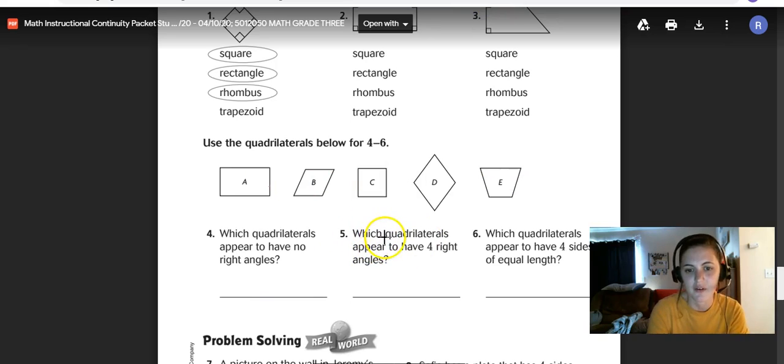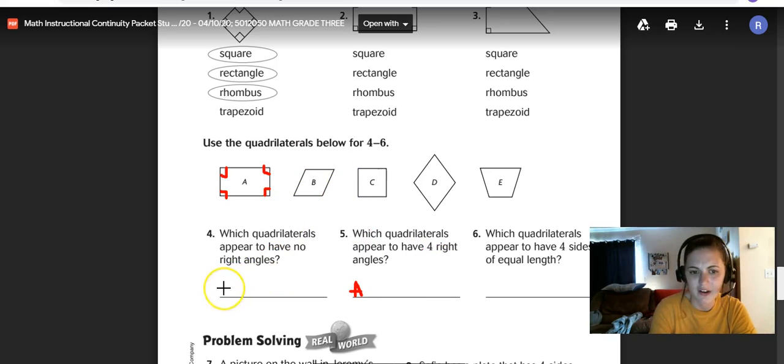Alright, so number 5, which quadrilaterals appear to have 4 right angles? Well, when we were looking for how many had no right angles, you should have discovered that this one had 4 right angles in here. And you can also tell that because if you know this is a rectangle, you know rectangles have to have 4 right angles. So A is going to be one of my answers here.